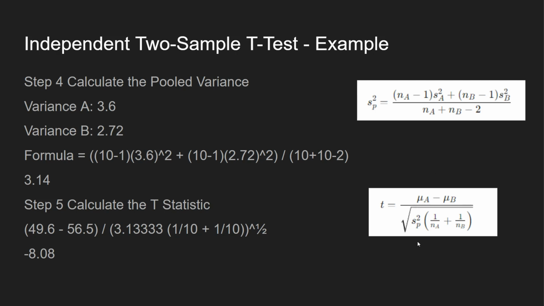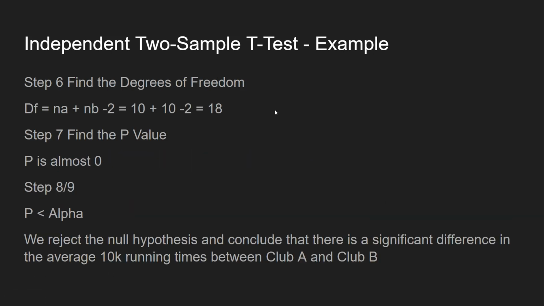Take the means. Then we have our pooled variance, 1 over n for each of those. We get negative 8.08. All right, find our degrees of freedom, right? 10 plus 10 minus 2 was 18. Then we find our p-value, which is almost 0. And since our p-value is less than alpha, we reject the null hypothesis and conclude that there's a significant difference in the average 10K times between club A and club B.